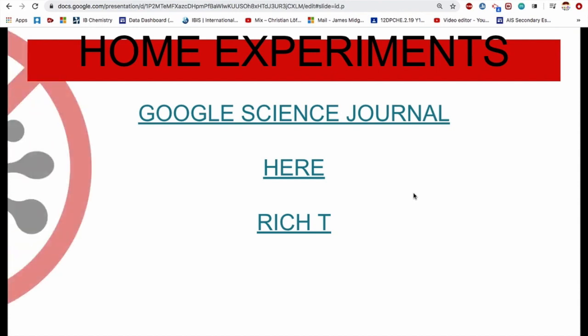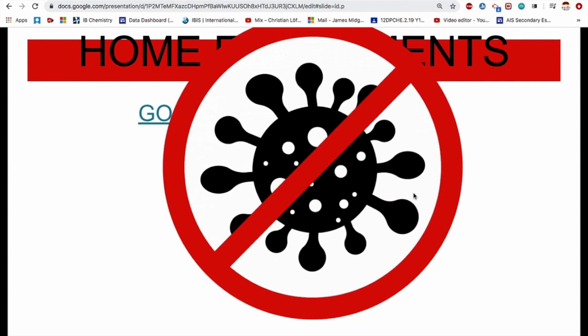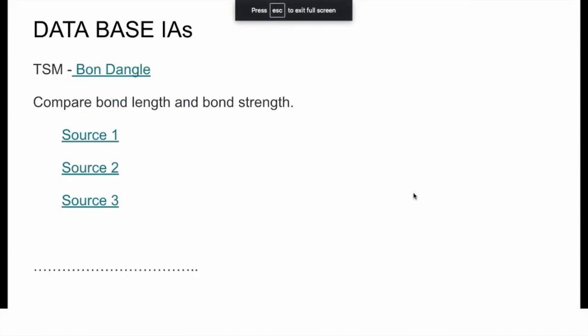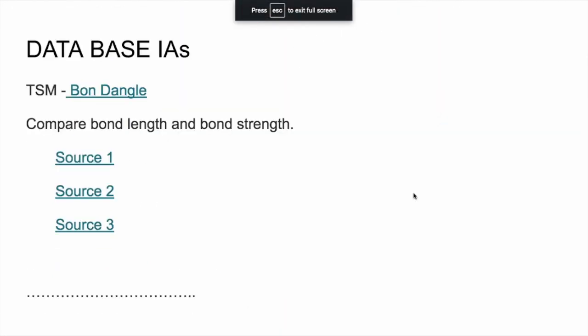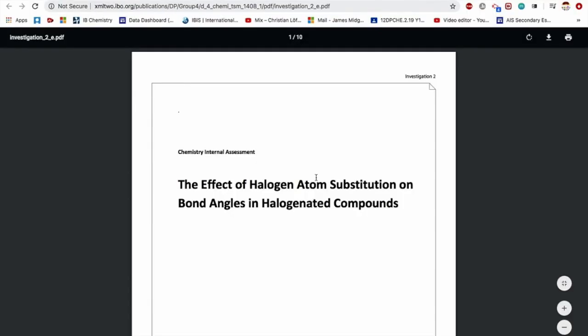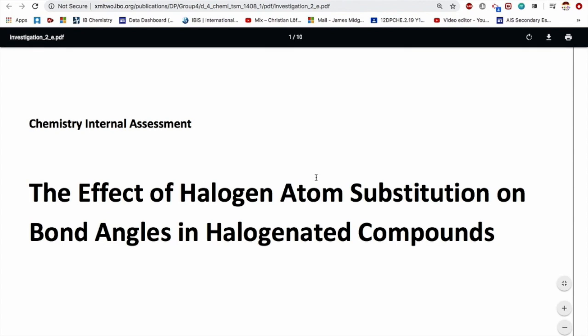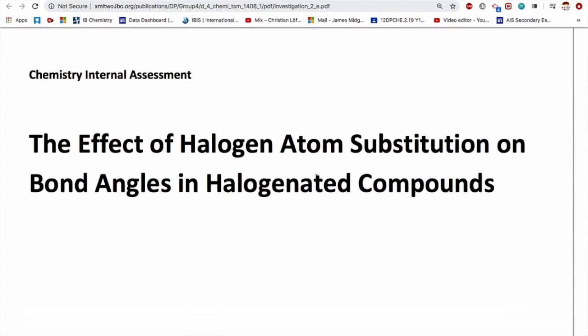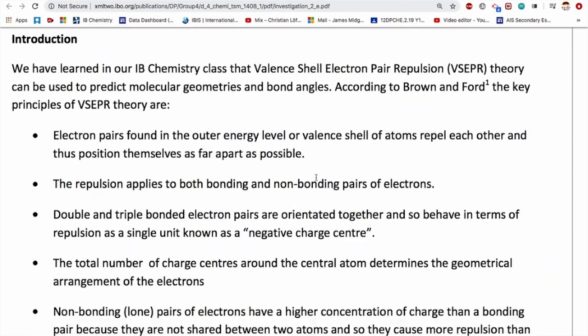But you're not, right? So, in this beautiful age, in this beautiful time, we are looking at database IAs. An example on teacher support material is this one, which everyone is familiar with. If you're not, have a look. You can see the website at the top. Have a flick through here.